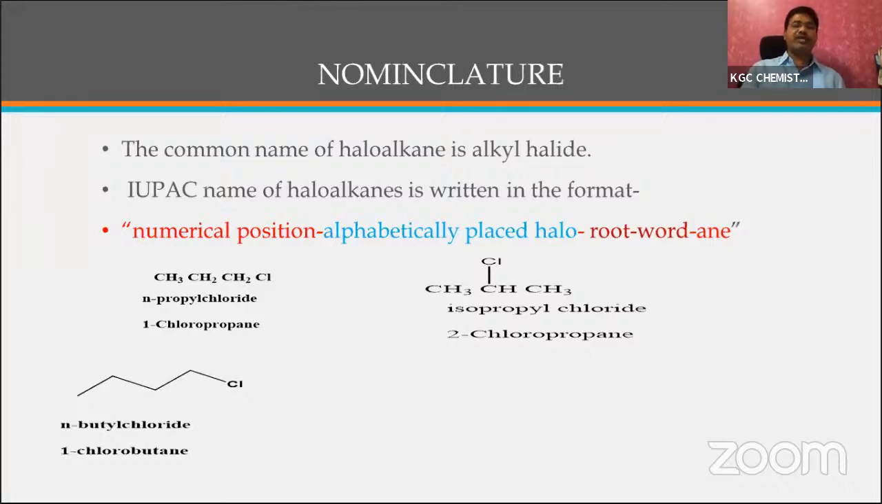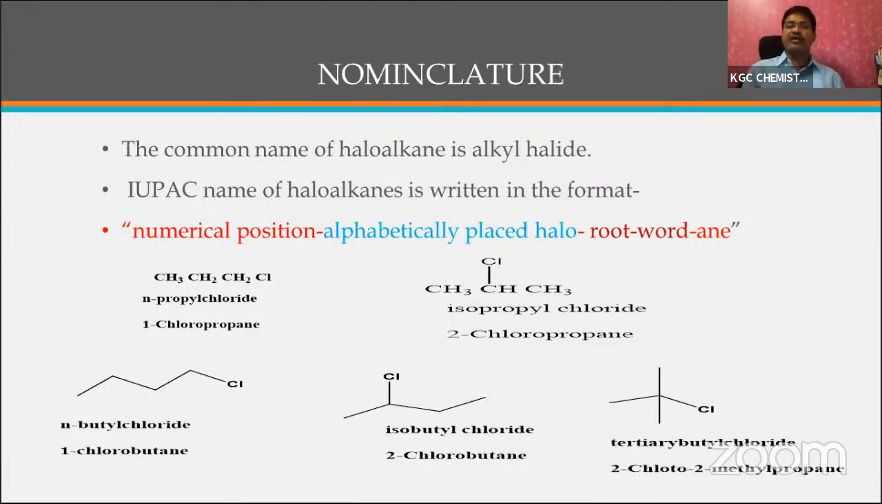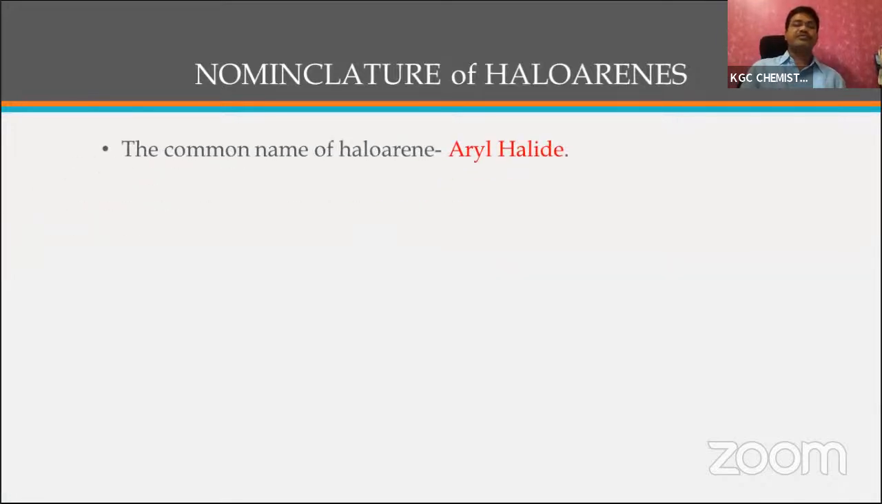And what is the name of this compound? This is n-butyl chloride. n stands for normal. And then we call it 1-chlorobutane. And this is isobutyl chloride, or we call it 2-chlorobutane. Now what is this one? This is tertiary butyl chloride, or 2-chloro-2-methylpropane is its IUPAC name.